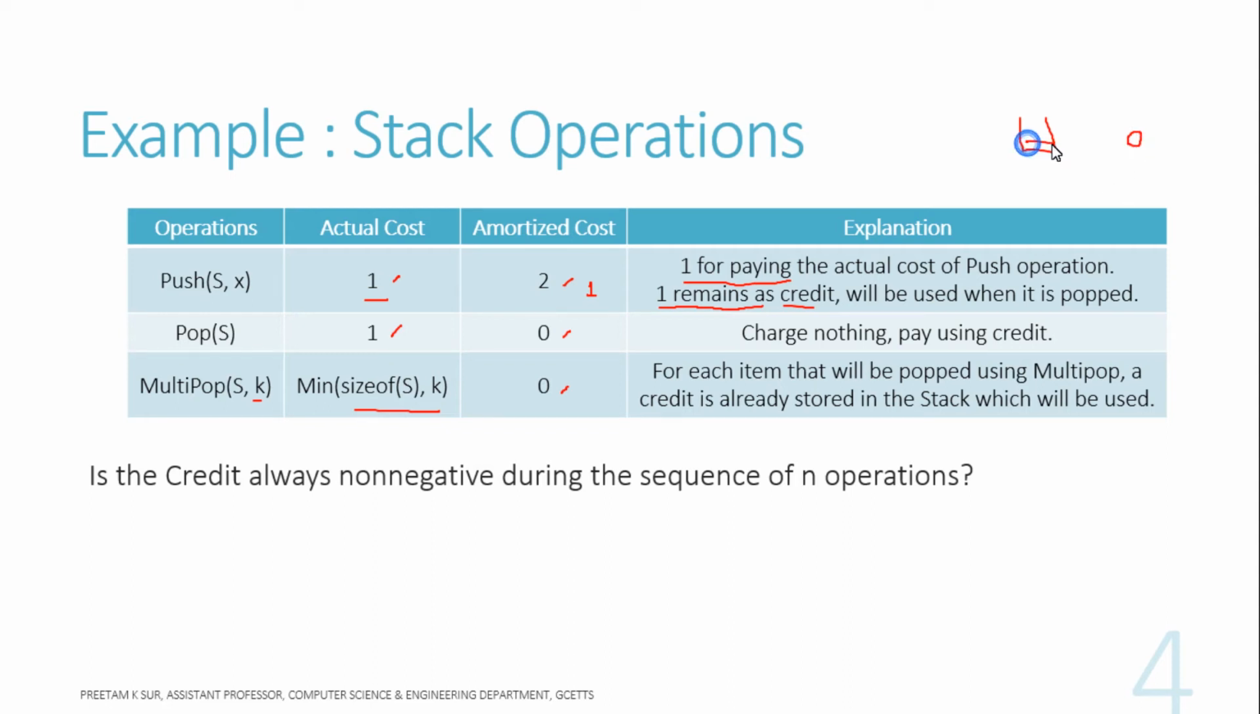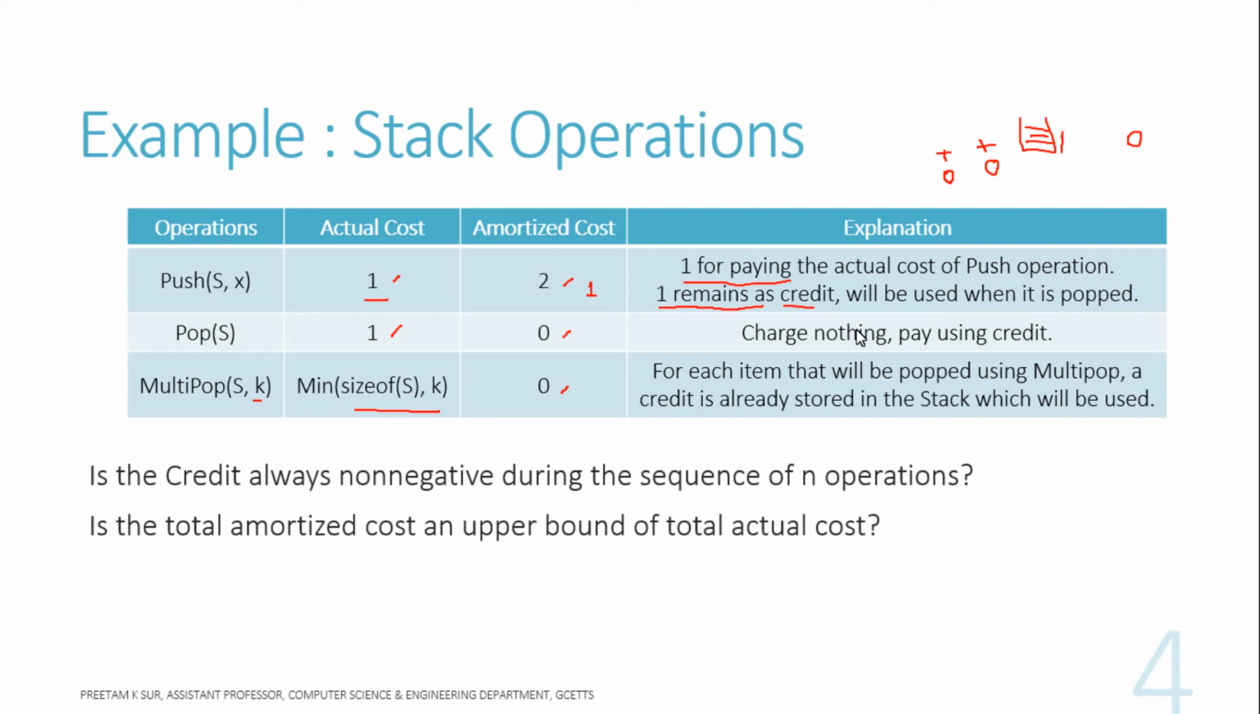Whenever you push an element, for each element there will be one credit. In the stack there will be either a positive number of elements or 0 elements, so there will be either positive credit or 0 credit. This tells us the credit is always non-negative during the sequence of n operations. So this is true.